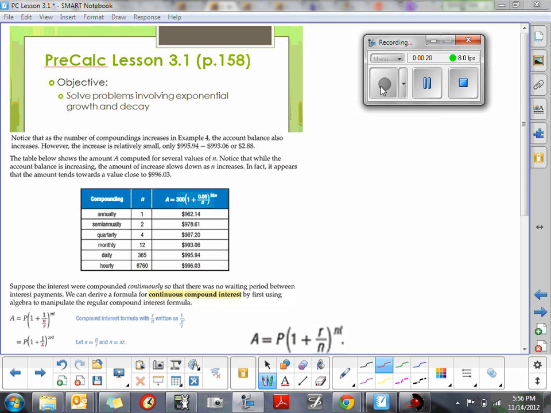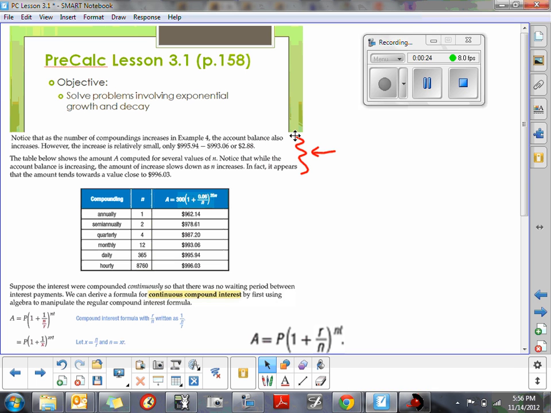In question number 4 in your textbook, this is where the example came from. It's the same type of problem that we did in the previous video lesson, where we took an account balance, put in a principal, and started compounding more and more frequently. They put in an amount of $300 and compounded it just annually, once a year. Our value was $962.14. They started compounding more and more frequently.